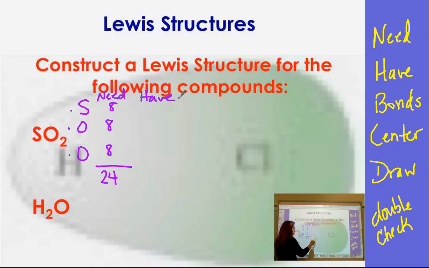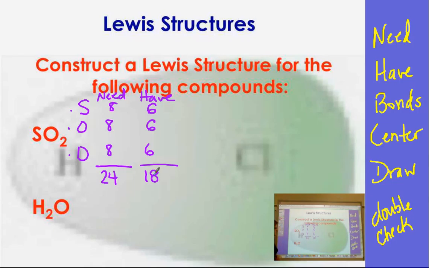Looking at your periodic table, sulfur is in column 16. It would therefore only be bringing in 6 valence electrons. Oxygen, being in the same column, would also only give me 6. How many do I have total? 6 and 6 is 12. 12 and 6 is 18. That's step 1 and 2.